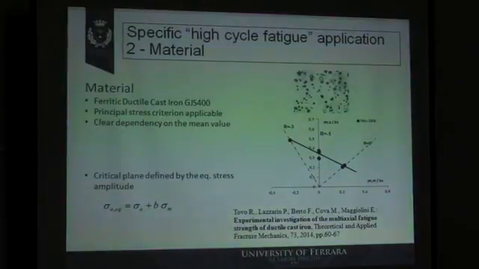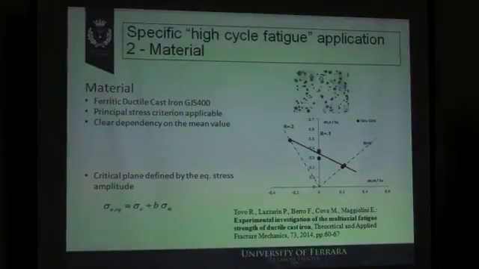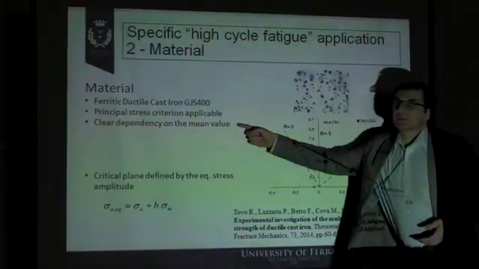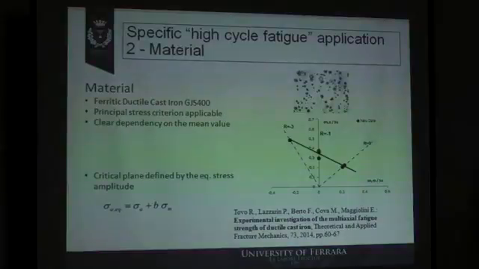Another point is, I said that I don't want to tackle the general problem. So, which is our material? Our material is a ferritic ductile cast iron. And we had the multiaxial fatigue tests, and as known in literature, this material is dependent on the principal stress variation. And in particular, this material has a clear dependency on the mean value.